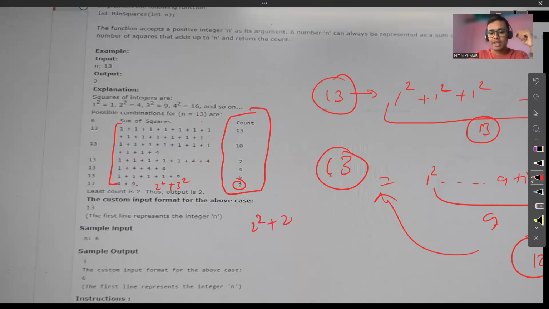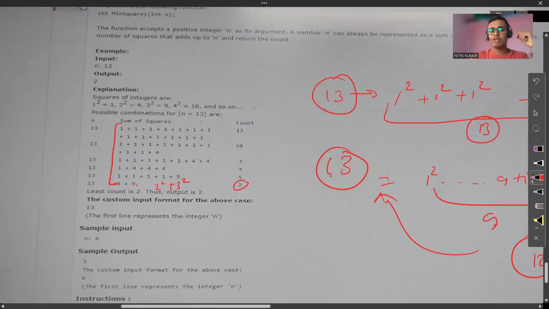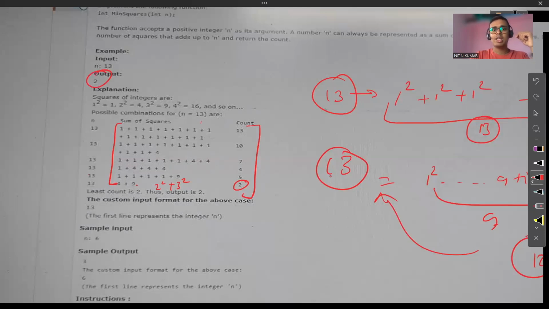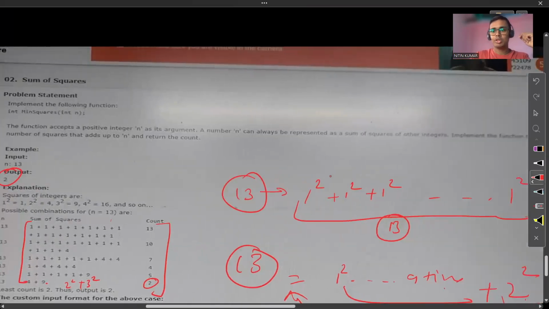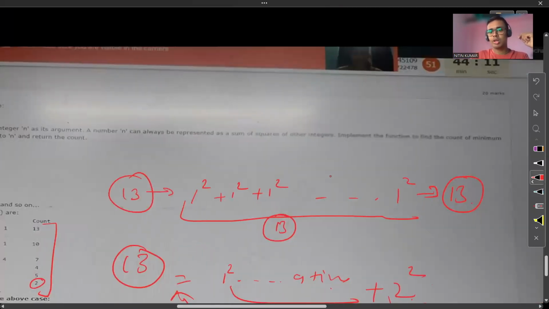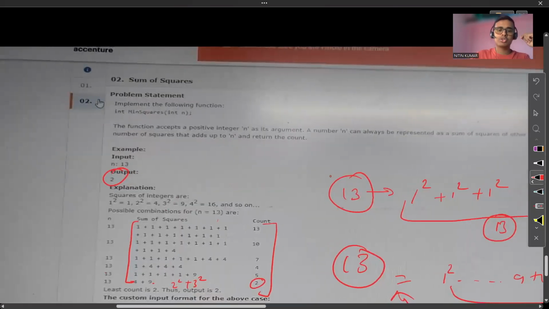Okay. And here you see the value is 1 and it is 1. So only 2 times I am adding squares of two values, and I'm getting the value 13. So if I have to tell the answer of this problem, I am telling the answer as 2. So this is the minimum number of squares. That is what the answer required from you. Implement a function to find the count of the minimum number of squares that add up to m and return the count. So this is the problem.